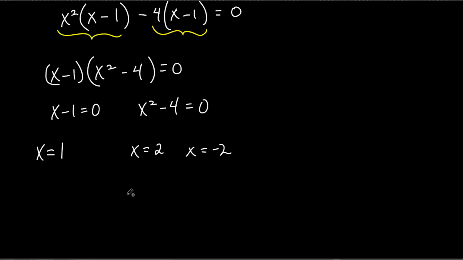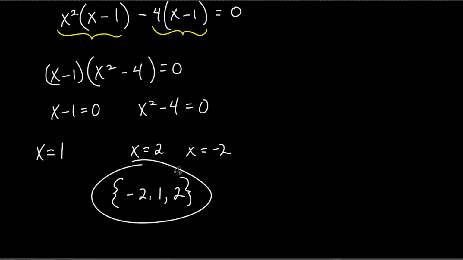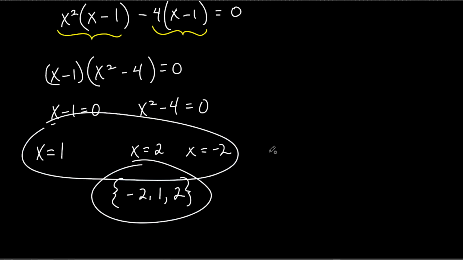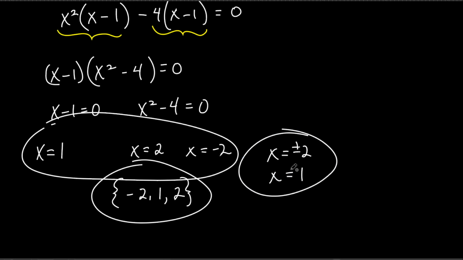Again, in the book, like on the last problem, what are my answers? Negative 2, it's 1, and it's 2. So this is the way you're going to see it in the book, right there. If you write it like this, that's fine. If you write x equals plus or minus 2 and x equals 1 like that, that's fine. I'm fine with either way of these that you write it, okay? So there you go.